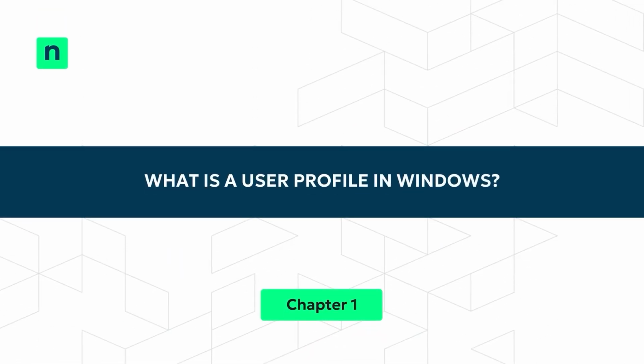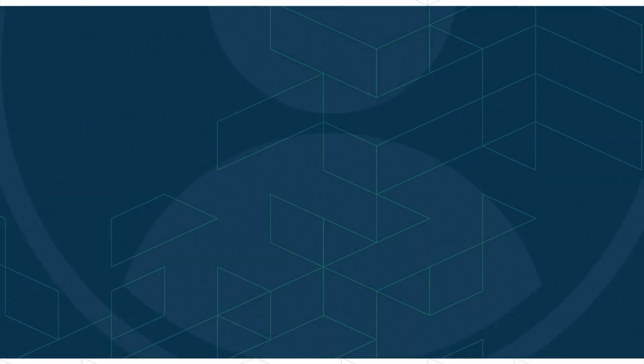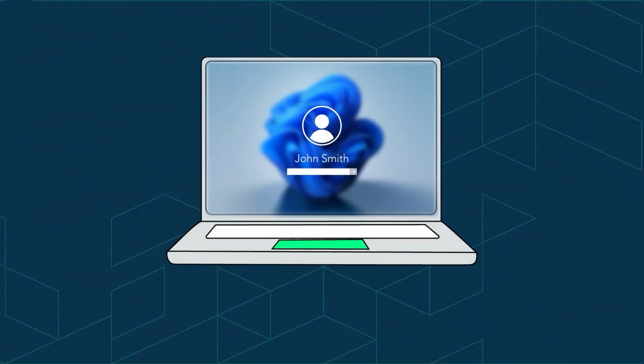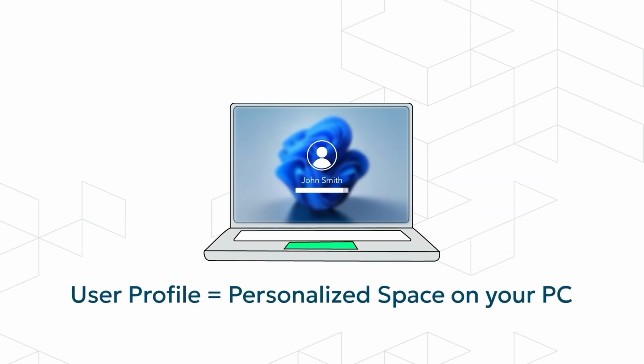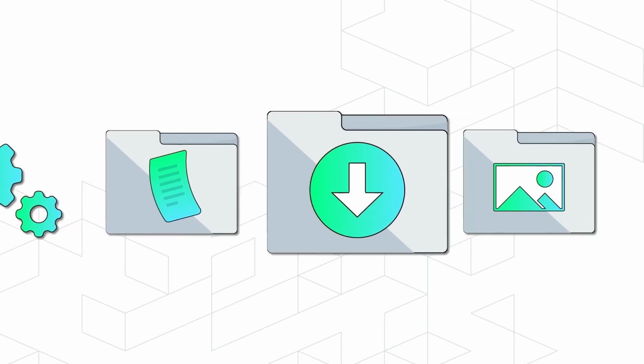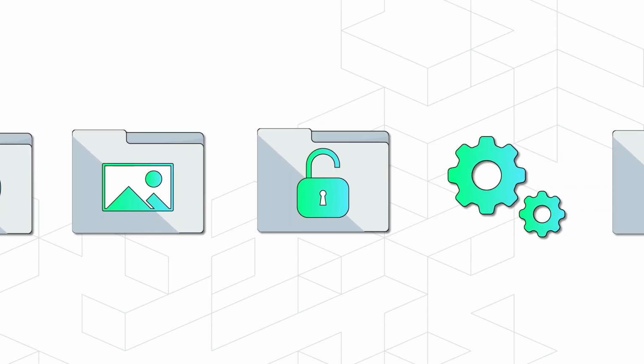What is a user profile in Windows? A user profile in Windows contains all the files and settings unique to a user, either on a single computer or on a server, where it can be loaded from multiple machines. Think of it as a personalized space on your PC. It stores all your settings, documents, downloads, pictures, and even hidden application data.